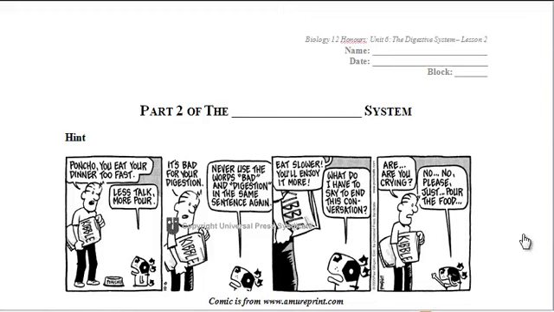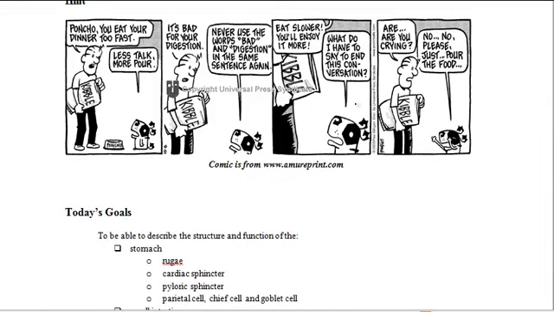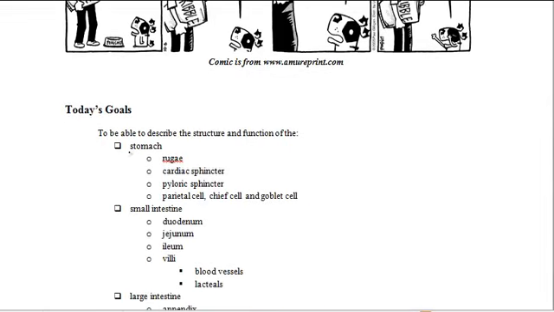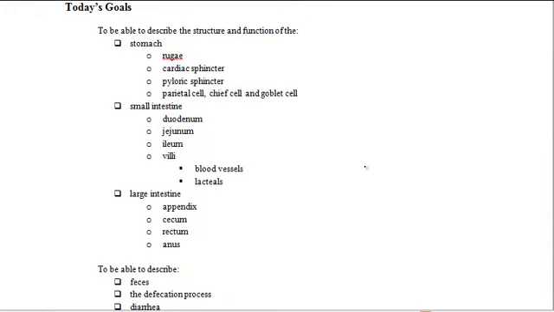Welcome to Unit 6, Lesson 2. Today we're going to be talking about Part 2 of the digestive system. So we left off at the esophagus. Now we're going to move on to the stomach and beyond. So by the end of today you should be able to achieve all these goals.